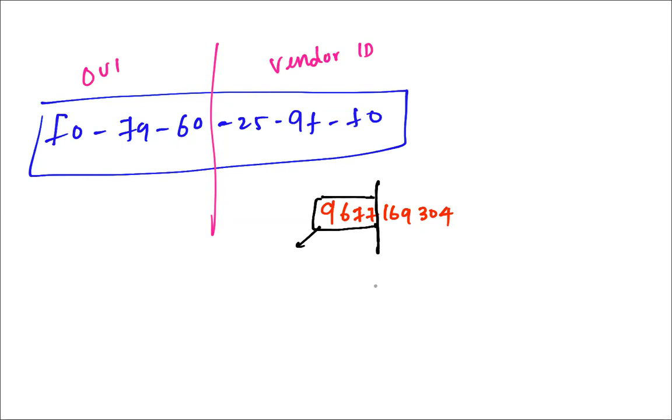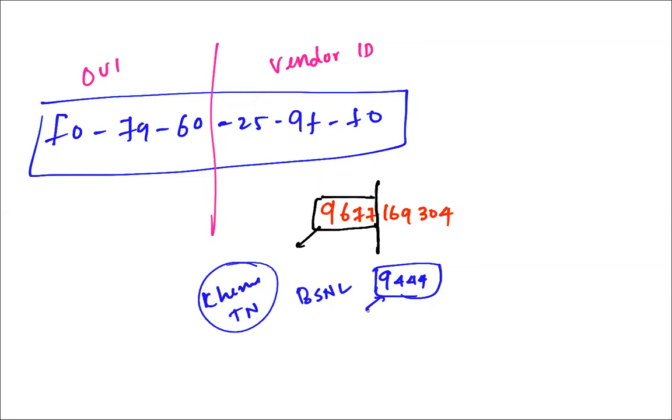I can give you a very simple example which you can really catch. If the mobile number starts with 9444, then who is going to be the vendor, the provider? BSNL. I'm talking in terms of Chennai, Tamil Nadu. Out of Tamil Nadu or Chennai you might have a different series, but the example is the same. Just by seeing the initial few characters of a mobile number, we can say which provider it is, Airtel or BSNL or Jio or whoever it is.